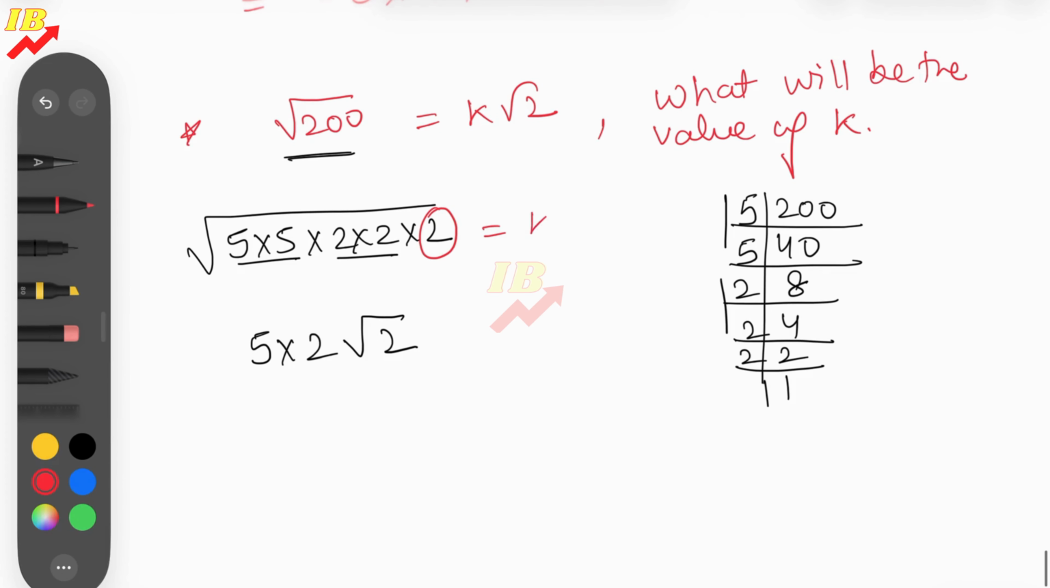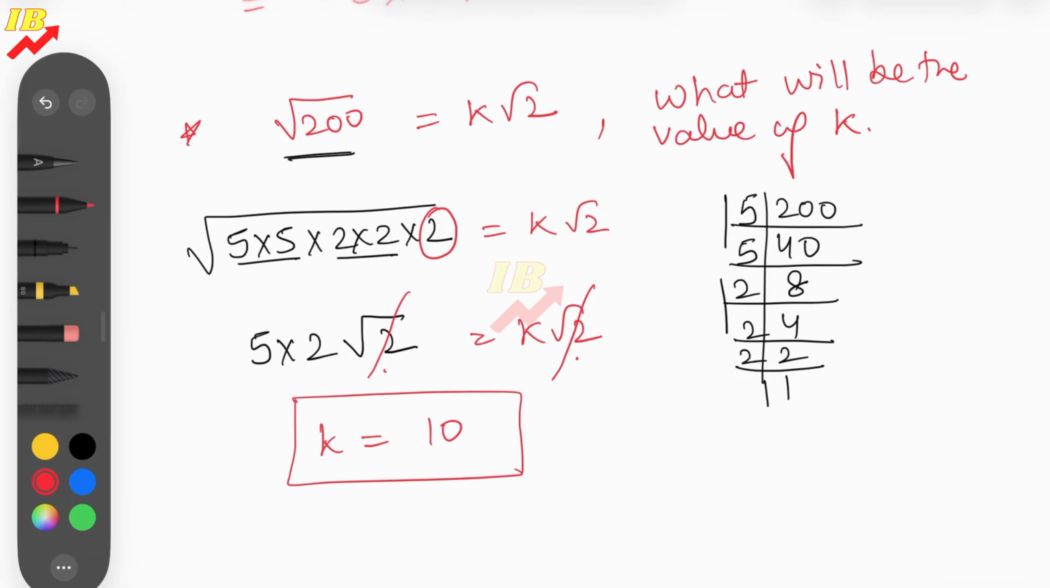Now we have k root 2 here and k root 2 here. You can see root 2 is common here, right? You can cancel it, and k directly comes out to be 10, which is 5 times 2. This is how we can do it. This is really simple to understand. You just take a few more questions like this, or if you want, I can share worksheets with you, or we can plan some quizzes over it.